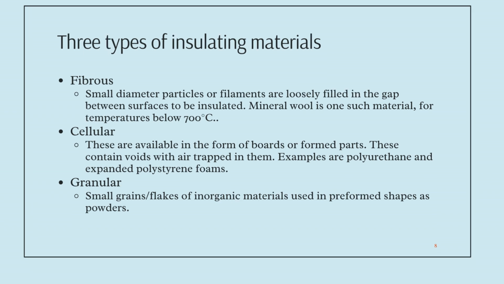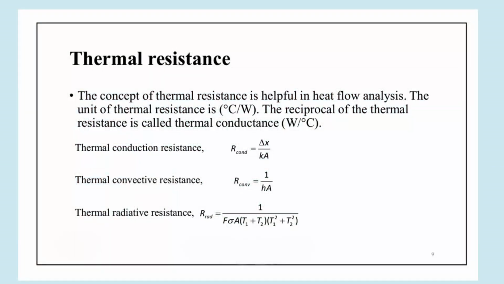Moving to next slide. Thermal resistance. Thermal resistance helps understand heat flow. Unit, degrees Celsius per watt. Its inverse is thermal conductance. Conduction resistance equals thickness divided by conductivity times area. Convective resistance equals 1 over convection coefficient times area. Radiative resistance includes surface factor and temperature terms. Each mode of heat transfer has its own way to measure resistance.